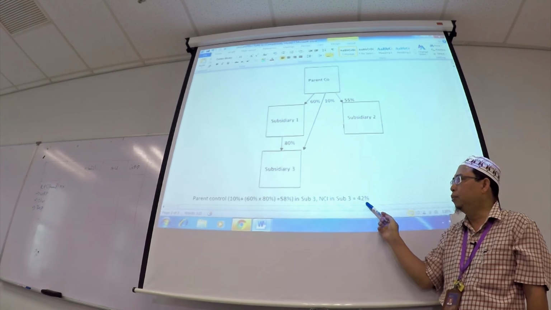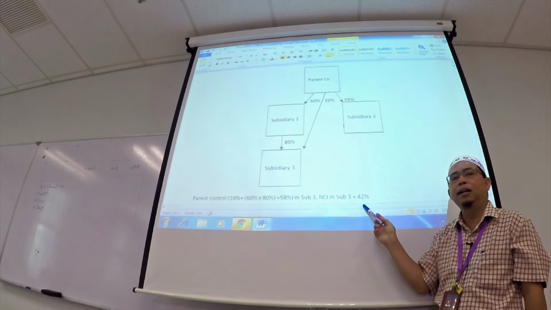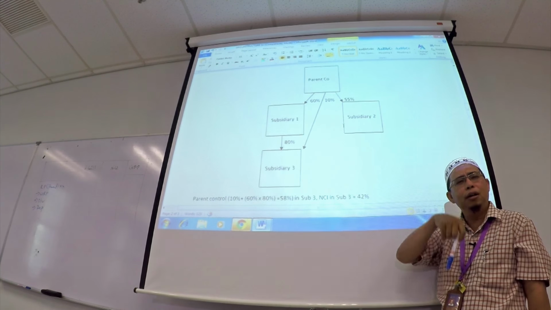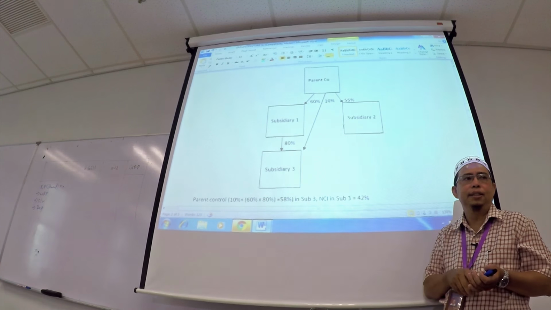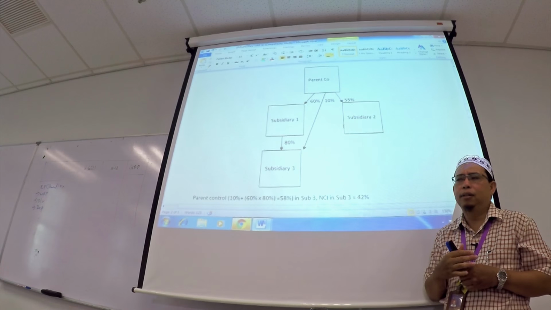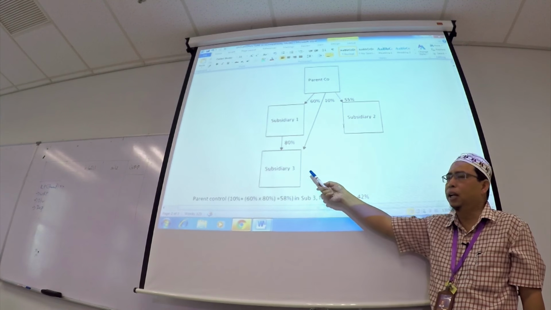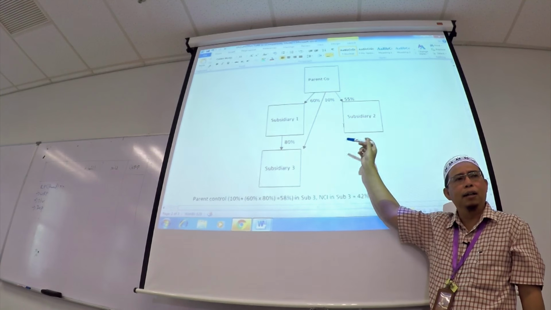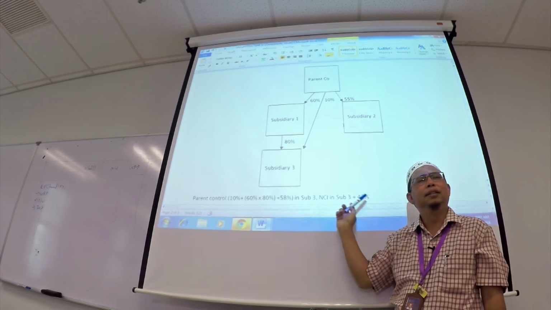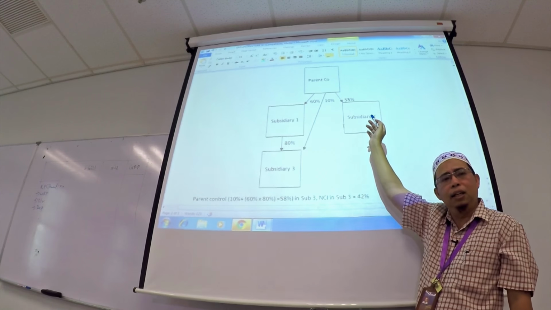So this 42 is the NCI percentage that you will put in your goodwill calculation in your schedule. Understand? This one, subsidiary 3, you need to calculate this. This is the first thing that you calculate. In fact, this is the group structure.